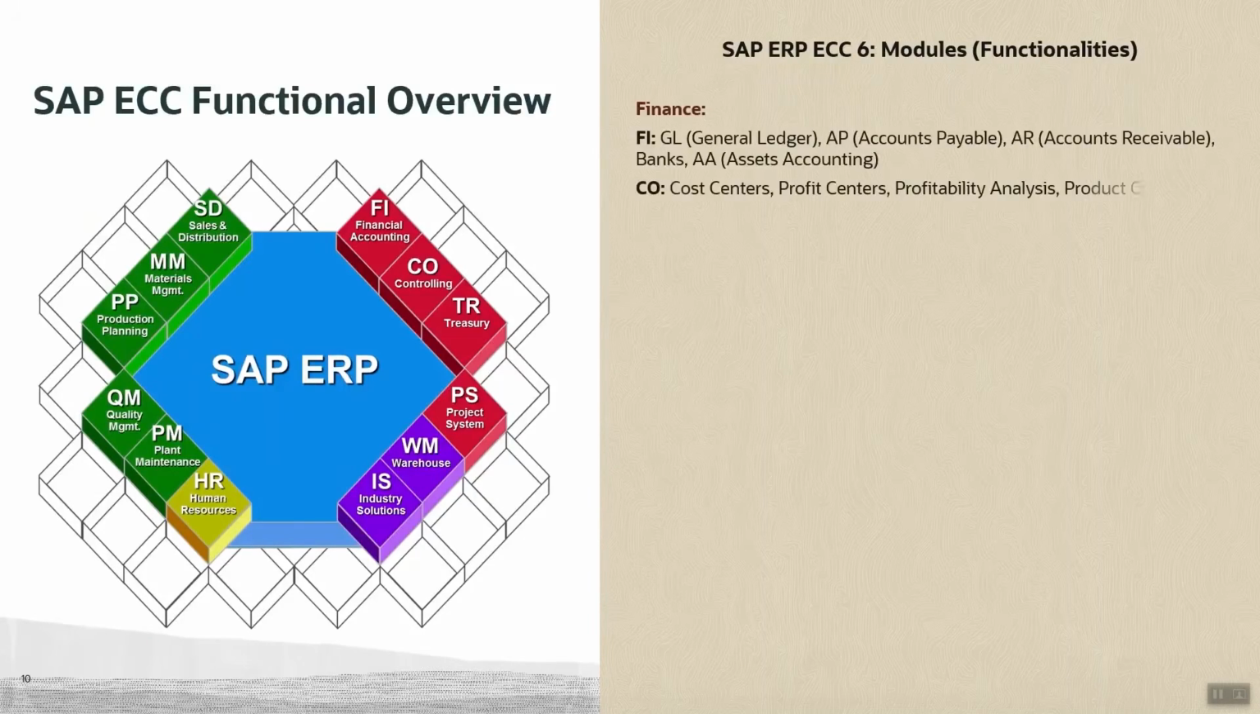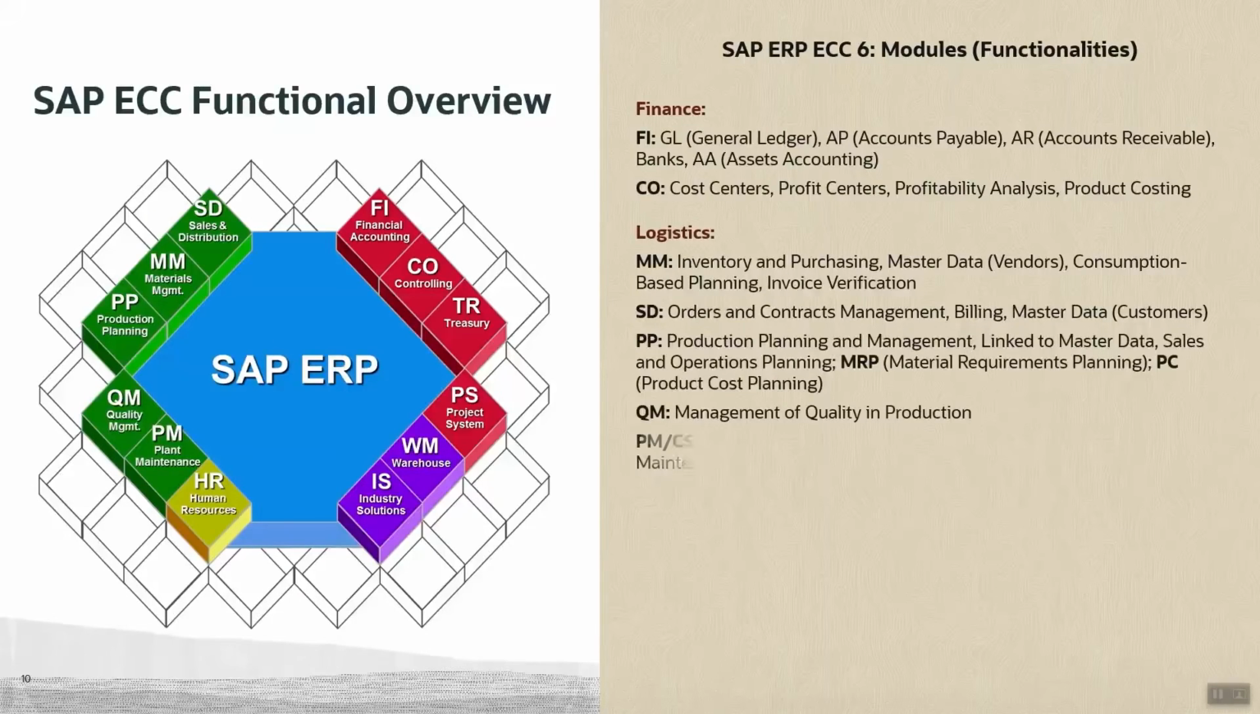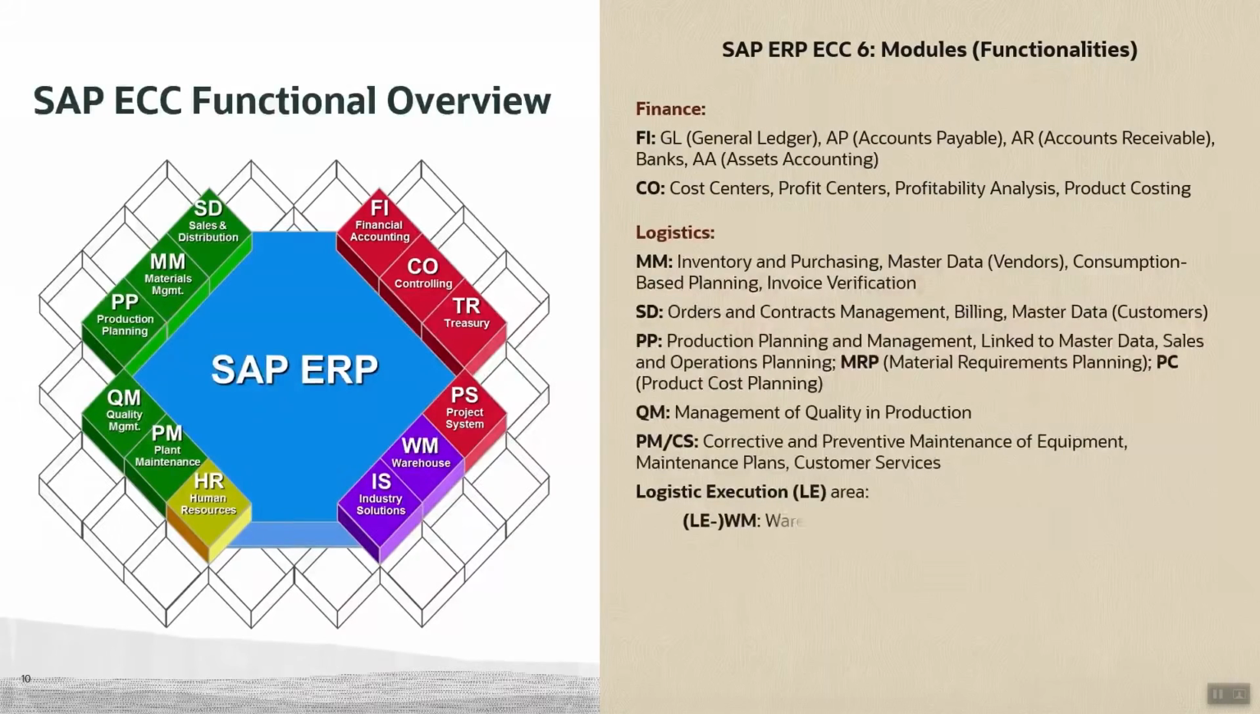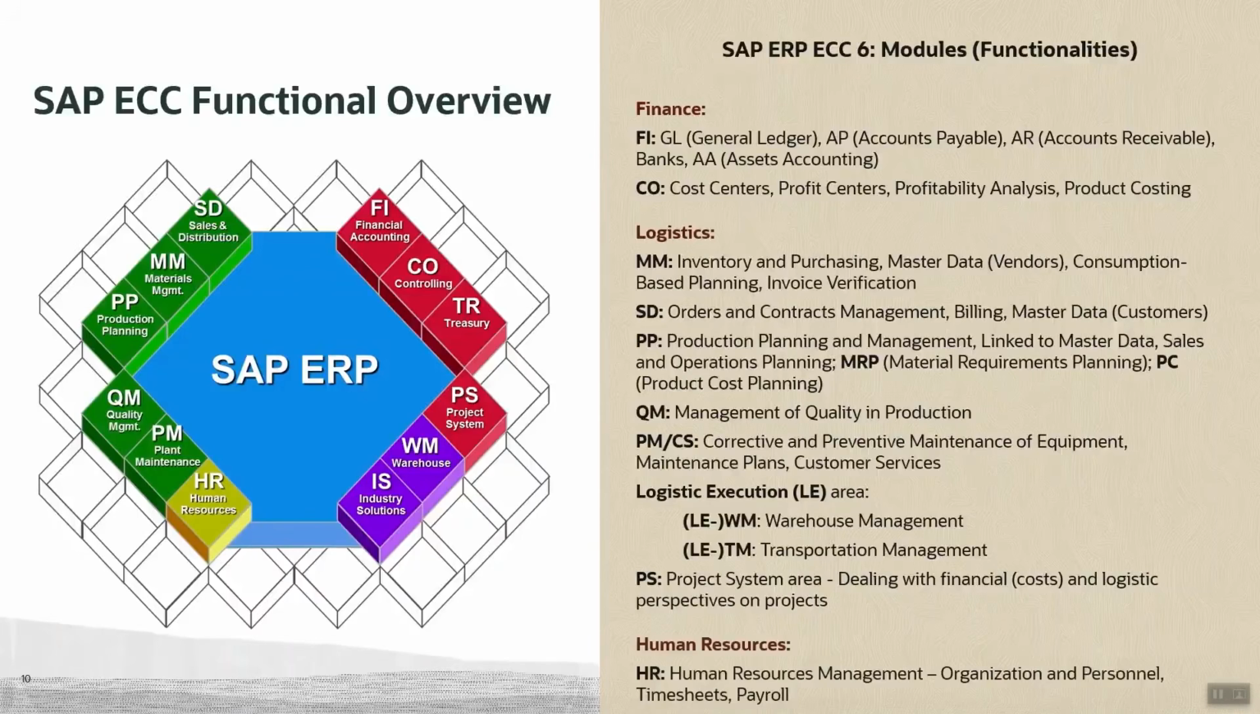Finance, this includes the financial, controlling and asset accounting modules. Logistics, the operating area that includes a lot of modules, starting with the material management and sales and distribution modules as the base of logistics, together with production planning for manufacturers, quality management, plant maintenance and customer services, logistics execution for warehouse and transportation, and ending with the project's system. Human resources with core HR modules and payroll.